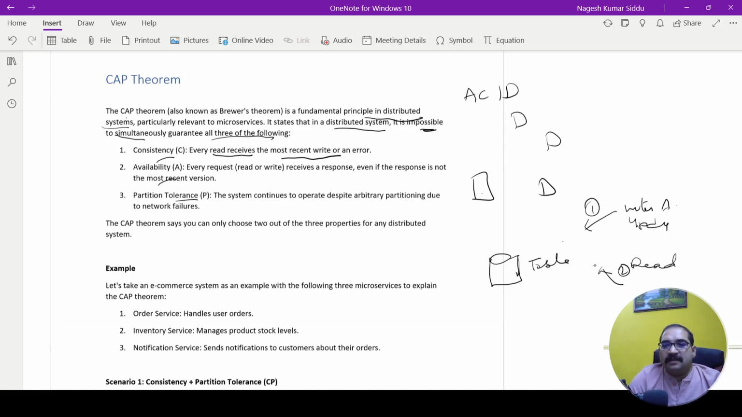Now if you want consistency, the system follows a mechanism so that it will only send you the latest update. That is what it means: every read receives the most recent write. Availability means that every request, read or write, receives a response. That means if I ask a database to give me a response, it will guarantee a response, even if it is not the most recent. That means the system is live. Suppose this microservice is calling that microservice, it will receive a response. It may not be the latest value, but it will definitely get a response. That is called availability. Otherwise the service is not available, right? If you're saying the service is available, that means it will respond to a request.